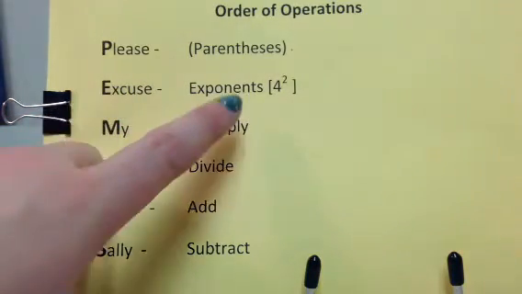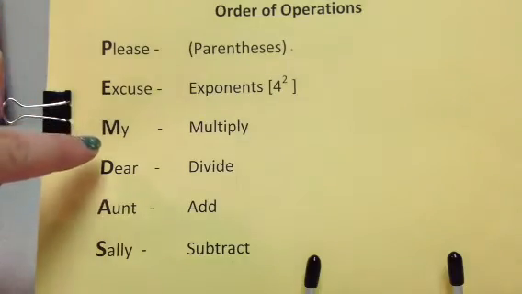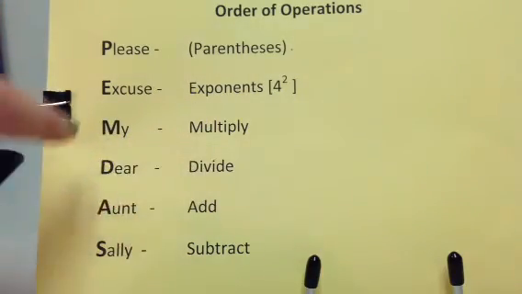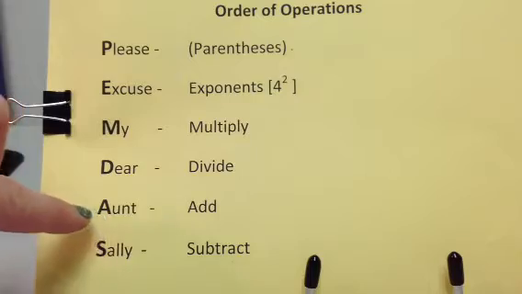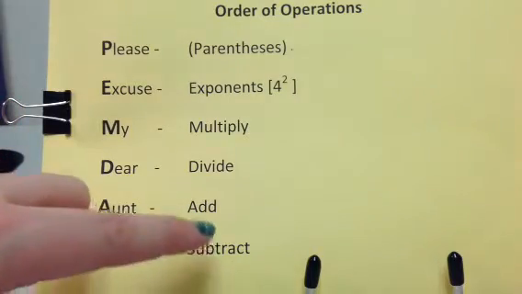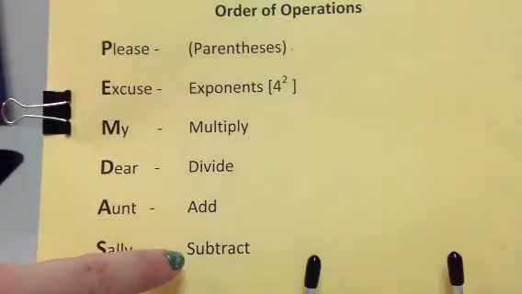The E stands for exponents. We'll talk about those in a second. The M stands for multiply, D for divide, A for add, S for subtract. And so again, that's the first thing that you do, all the way down to the last thing that you do. So let's put this into practice and look at a problem.